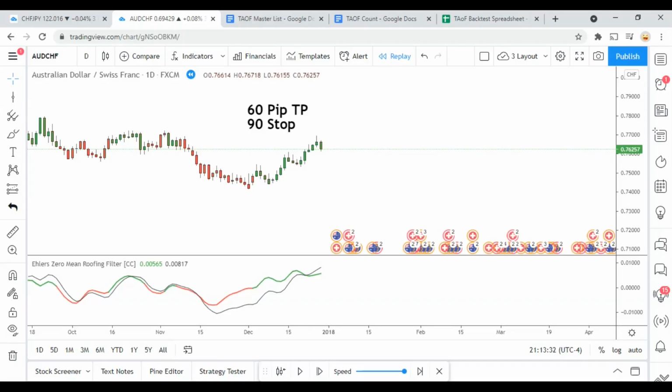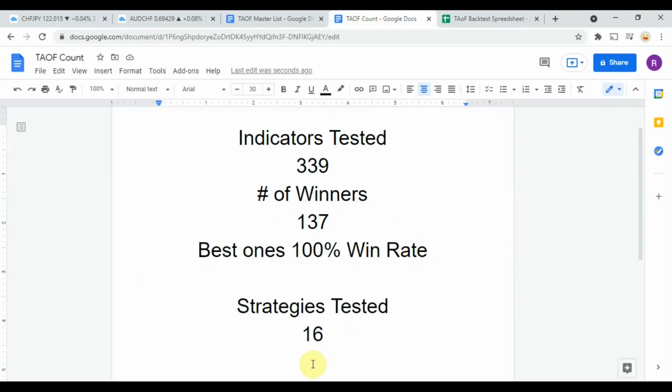Alright, as I said, today we will be testing Ehlers Zero Mean Ripping Filter. Before we do though, I wanted to put the indicator scoreboard up for everyone to see. So to date, we have tested 339 indicators, and out of those 339 indicators, 137 of them have been winners, which means that they have met or exceeded the 60% win-loss ratio threshold that we have set for them.